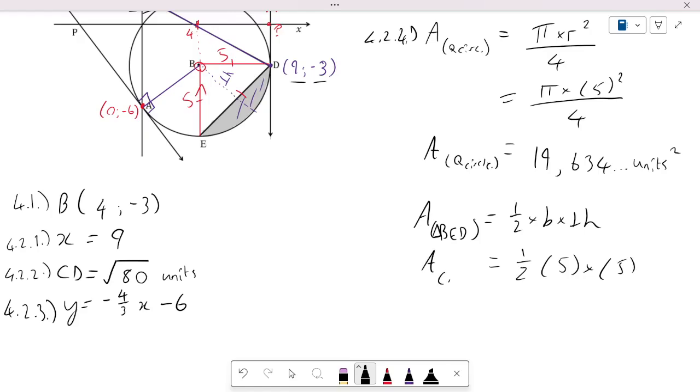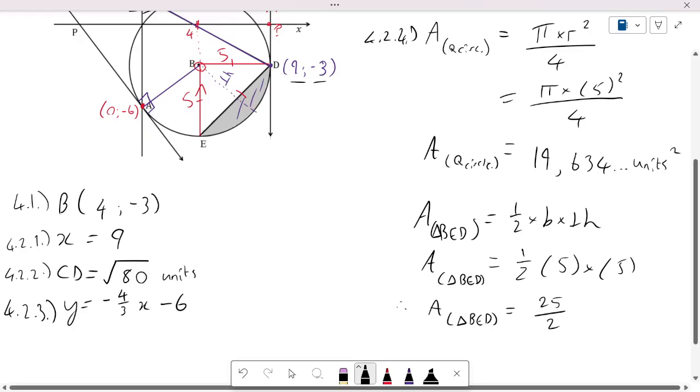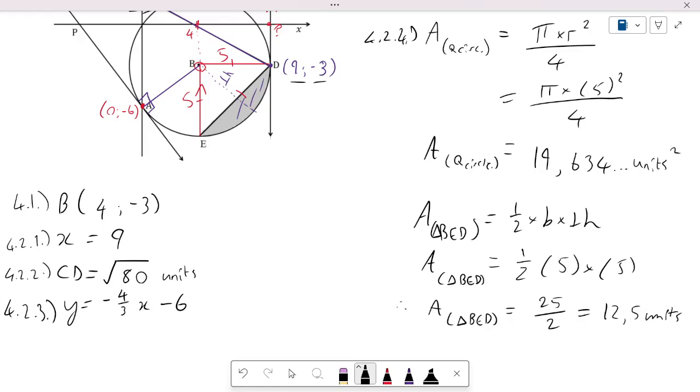Then triangle BED is just going to be equal to 5 over 2 times 5, which is equal to 25 over 2, which is actually going to be equal to 12,5 units square.